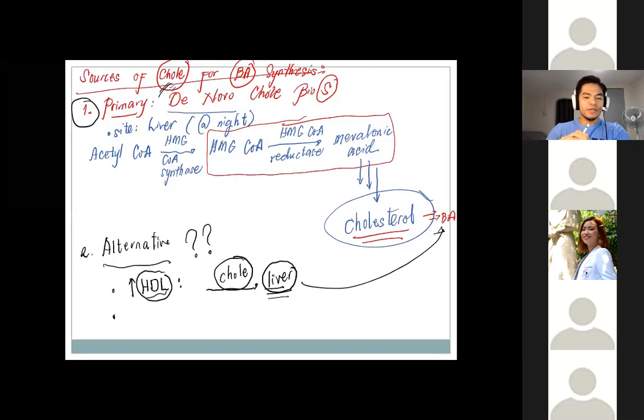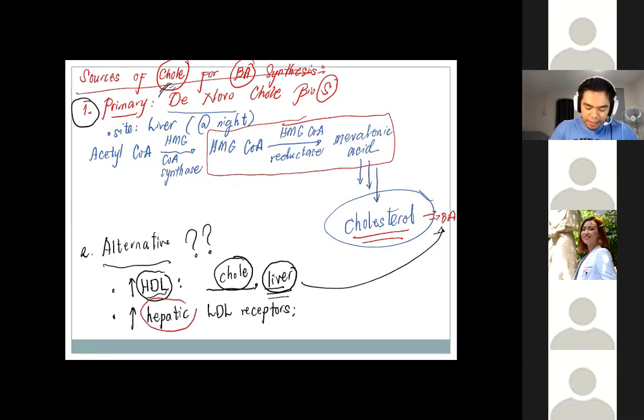So, proceed tayo sa second alternative source. Sa second alternative source, ang ginagawa naman ng liver ay pinaparami niya ang expression ng hepatic LDL receptors. Ano pong ibig sabihin ng hepatic LDL receptor? Pag sinabing hepatic, sa liver syempre. Okay, sa liver. In other words, pinaparami ng liver ang receptor niya for LDL.